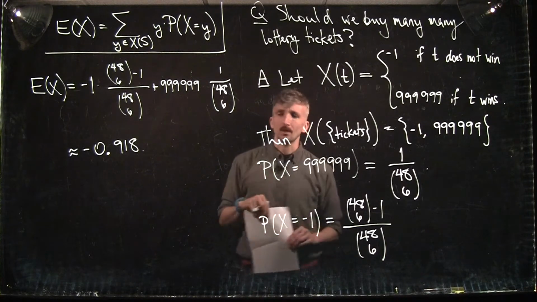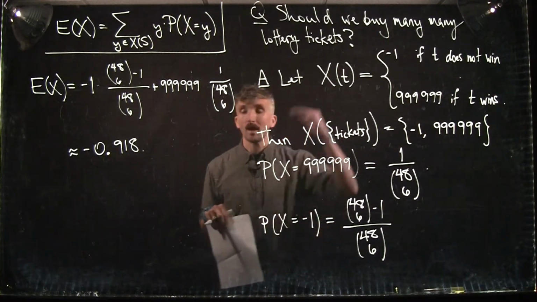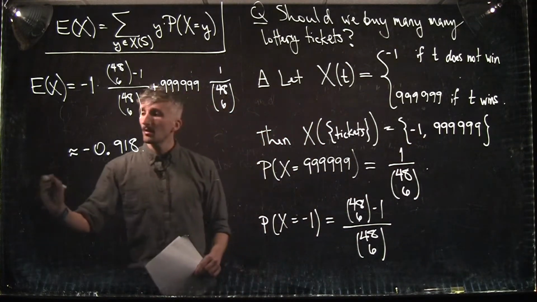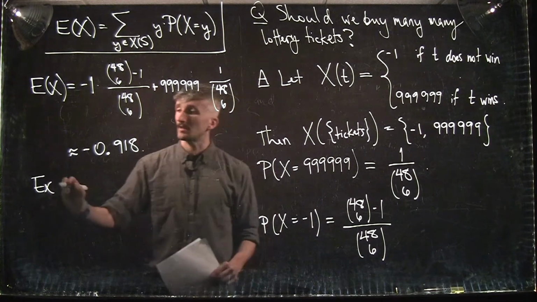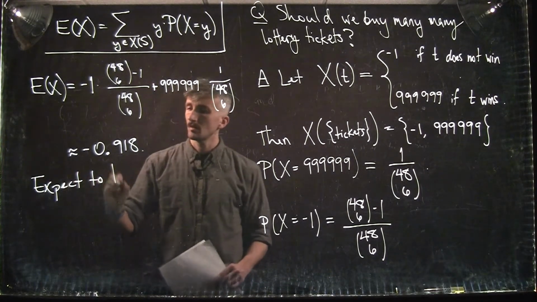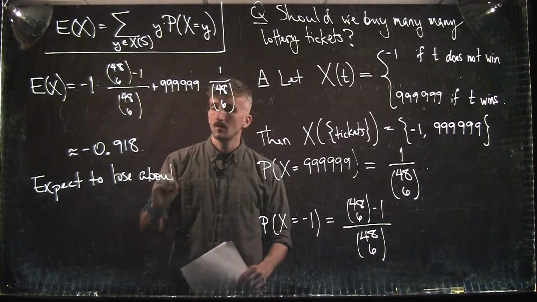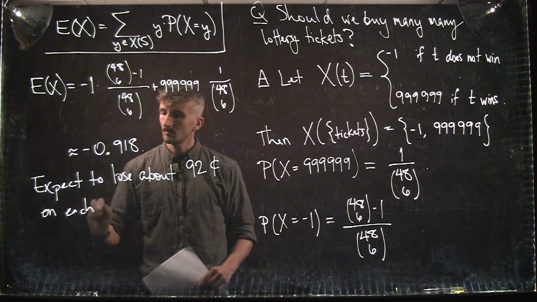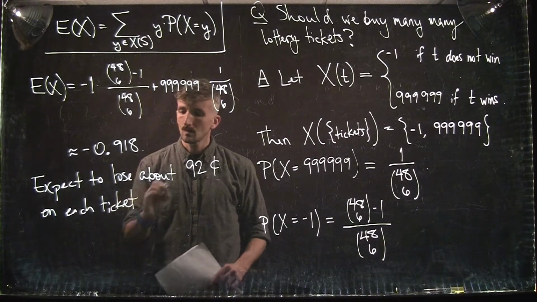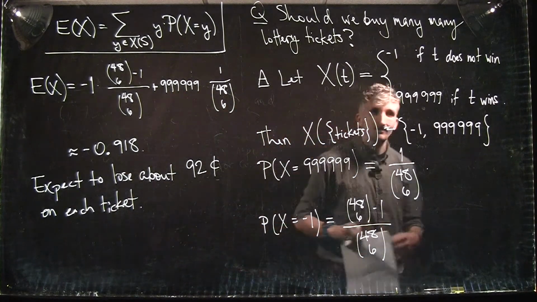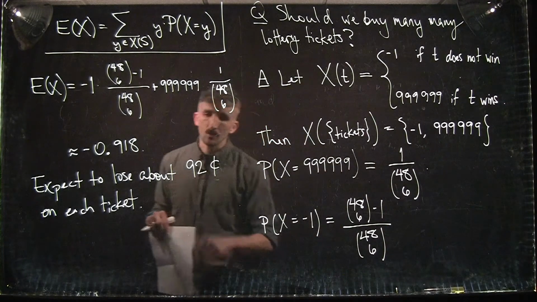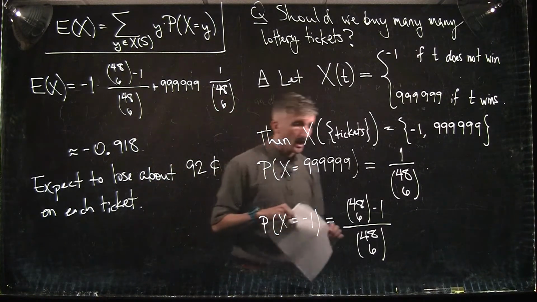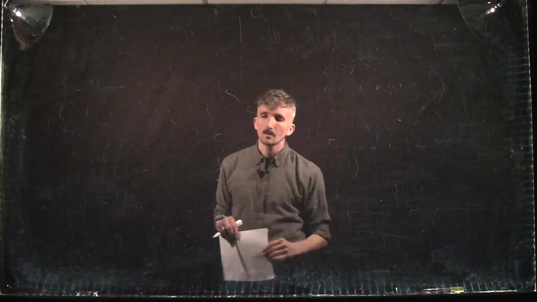Okay, how should we interpret this expected value? Well, it tells us that if we buy lots and lots of lotto tickets, not necessarily just one, but many, then on average, we expect to lose about 92 cents on each ticket. So if, for instance, we bought 1,000 of these things, then we'd lose about $920 on our investment. So not a good idea. We probably should not play this lottery.